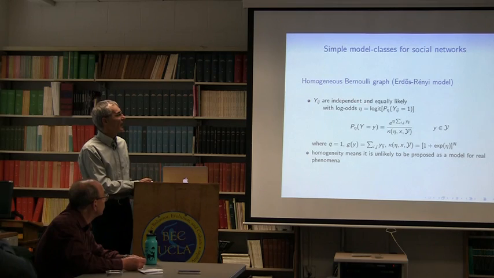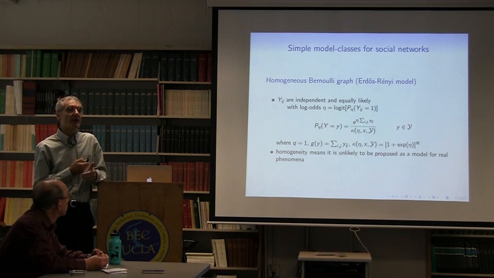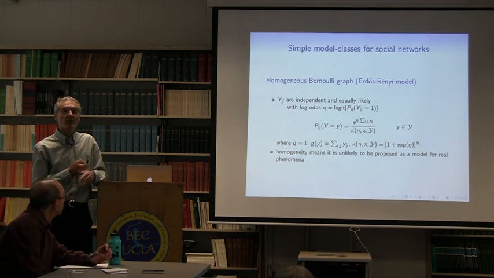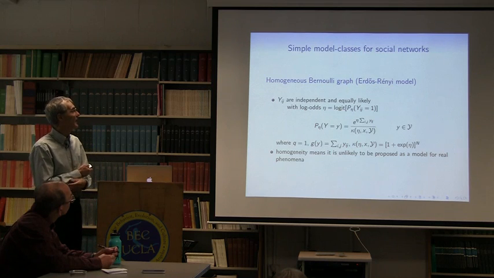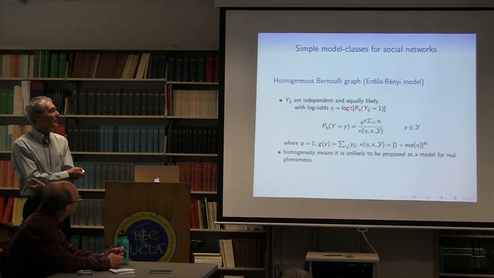So suppose the yij are independent and equally likely, i.e. for each possible relationship, it's in essence a coin toss with probability p that there's a relationship there or not, and the relationships are all independent of each other. Well, then we can write the log odds of a tie between individuals as just eta, the logit of the marginal probability that i relates to j, because of independence, there's no loss there.